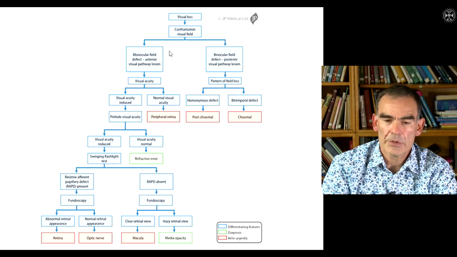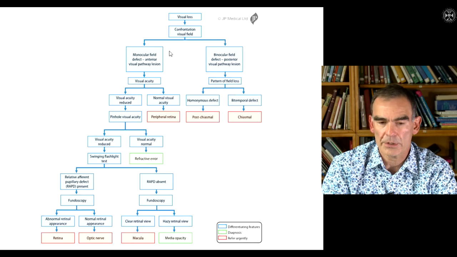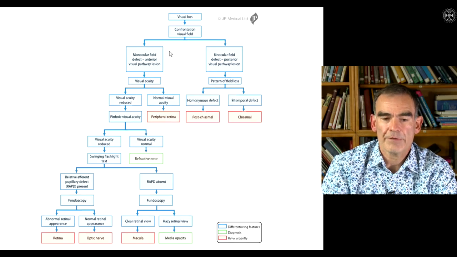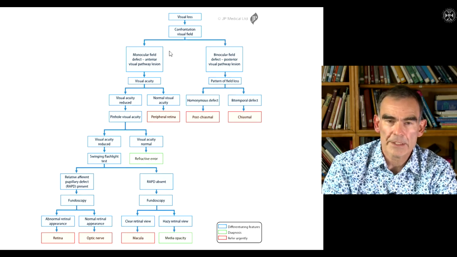So what we mean by the posterior visual pathway is the optic chiasm, the optic tracts and the optic radiations. The anterior visual pathways is basically anything right from the very front of the eye, such as a corneal opacity, right through to the optic nerve.